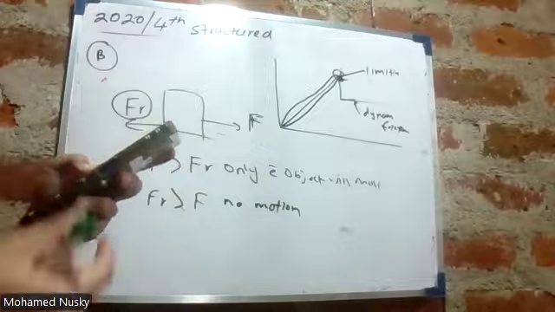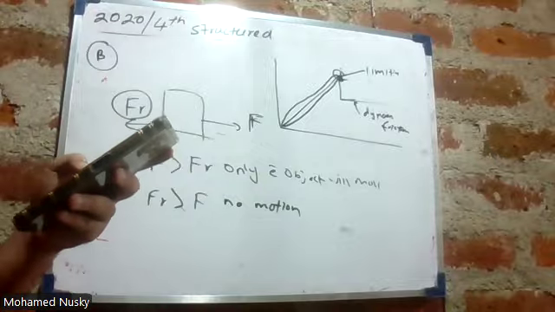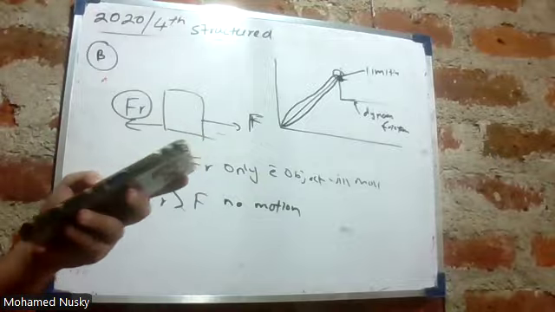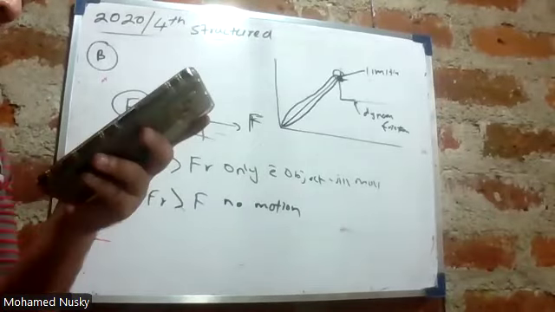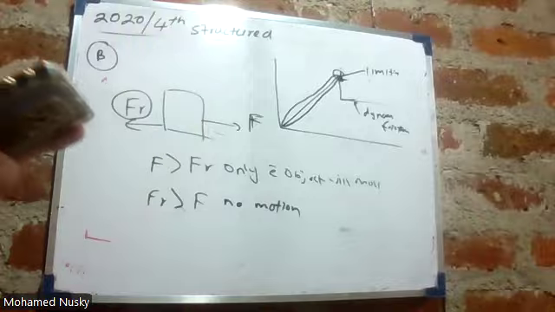So when the object just starts to move, the maximum value of friction will be acting. That friction is static friction, sorry, limiting friction. Limiting frictional force. For that they have given 1 mark.